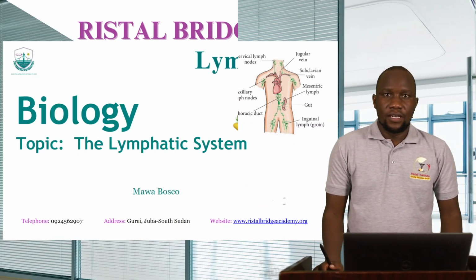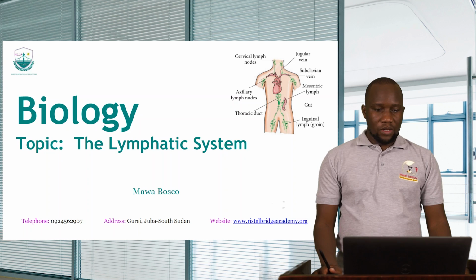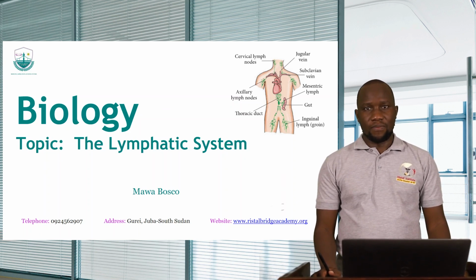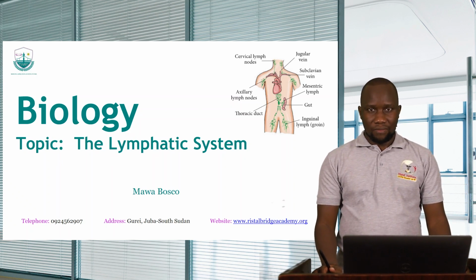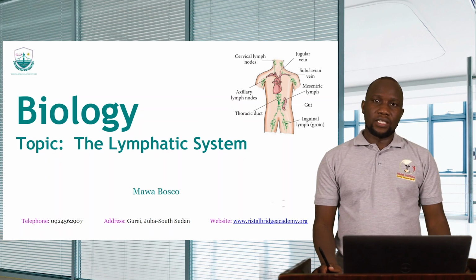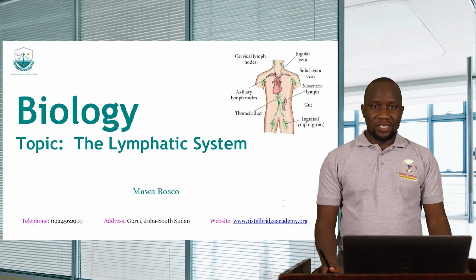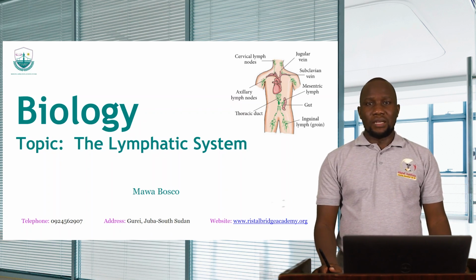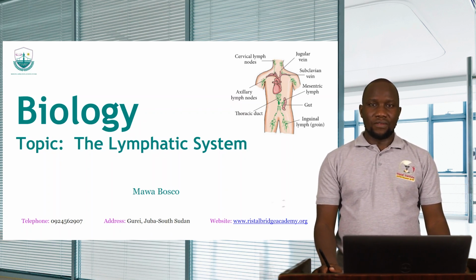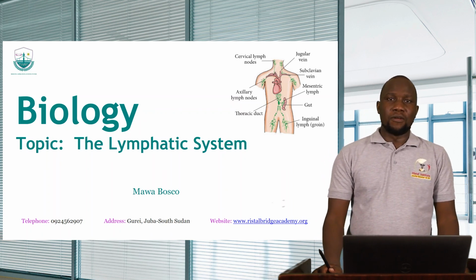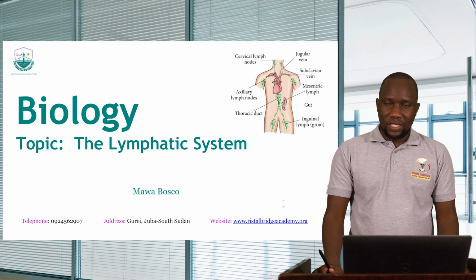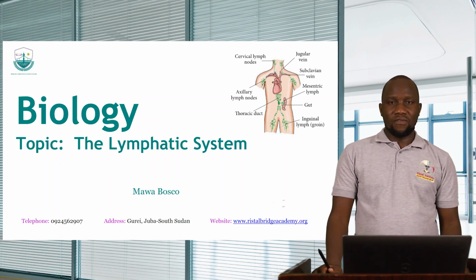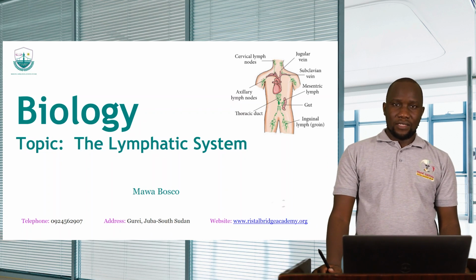Welcome everyone. In this presentation, we are going to look at the lymphatic system. This follows our discussion on the circulatory system in humans, where we looked at the pump, which is the heart, and then we looked at the blood vessels, where we talked about the capillaries, veins, and then the arteries. And then we looked at the tissue fluid, which is blood. So we looked at the blood vessels, the blood, and then the heart.